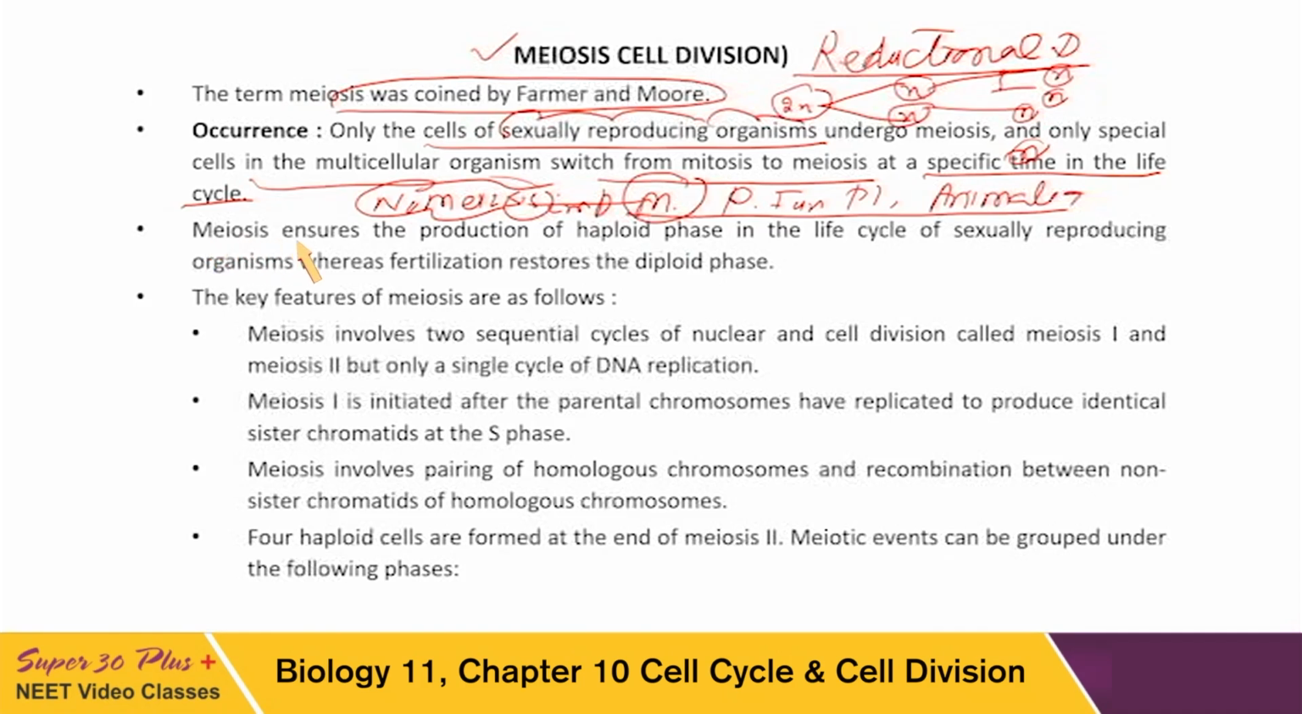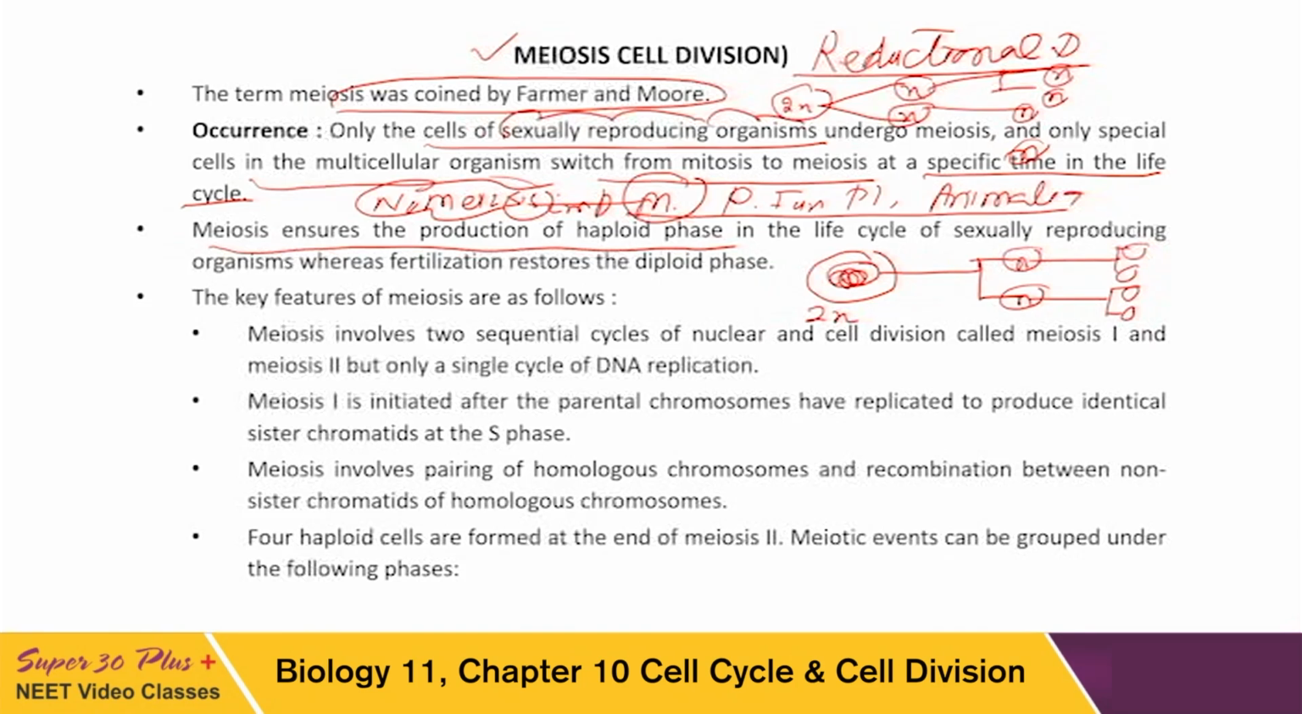So meiosis ensures production of haploid phase. It means meiosis is always found in a diploid cell. Meiosis will take place only in a diploid cell, as a result of which in the first phase two haploid cells will be formed, n and n, and then there will be a mitosis-like division, so that each haploid cell will divide into two cells.